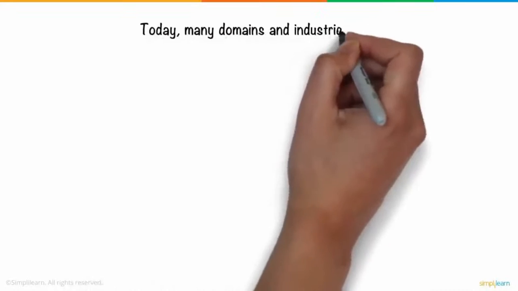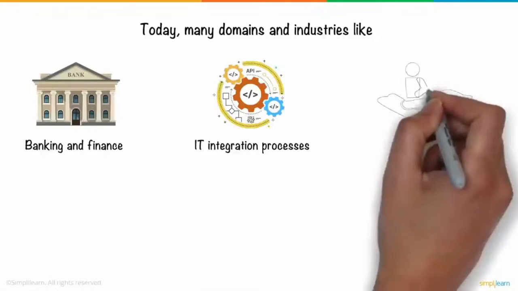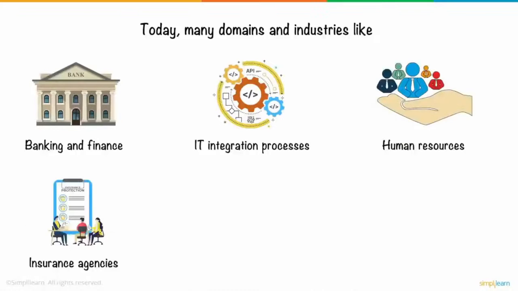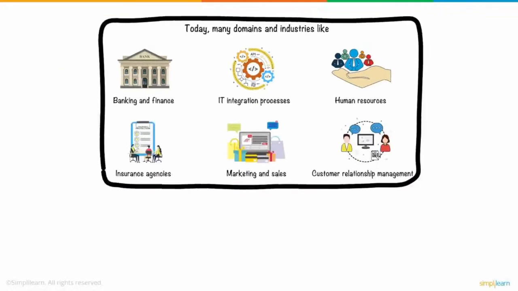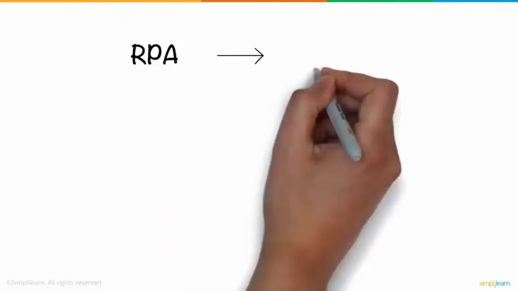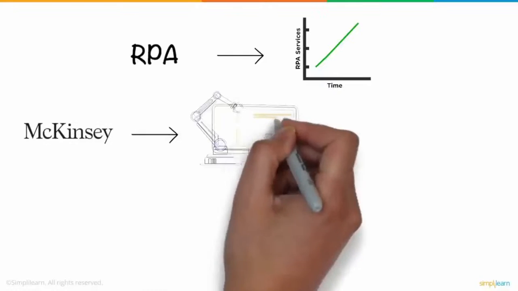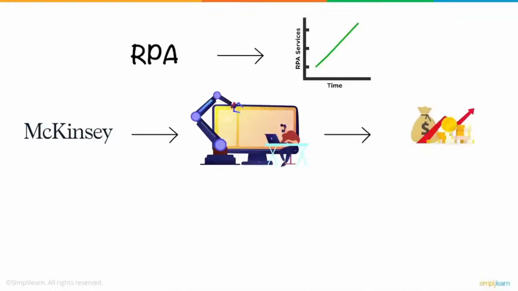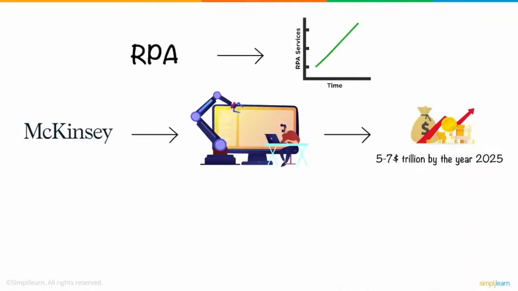Today, many domains and industries like banking and finance, IT integration processes, human resources, insurance agencies, marketing and sales, and customer relationship management readily deploy RPA. RPA service adoption has been showing tremendous growth since 2016 and will continue to increase beyond 2020. According to McKinsey's research, knowledge work automation could have an economic impact of $5 to $7 trillion by the year 2025.